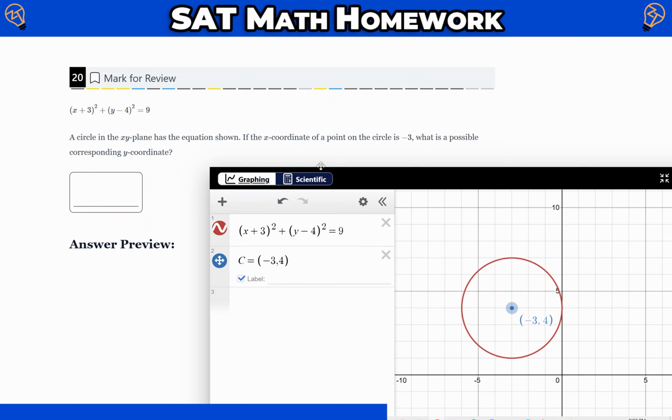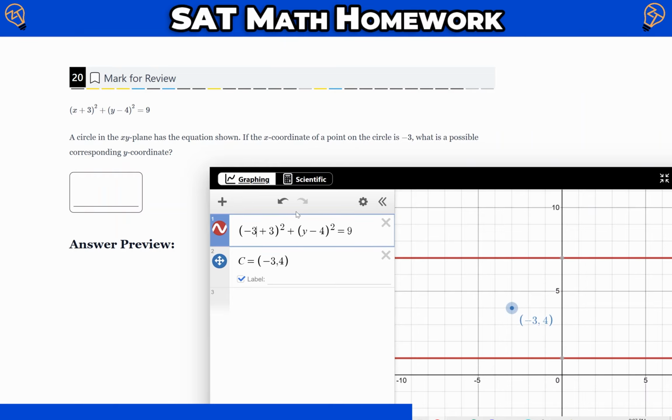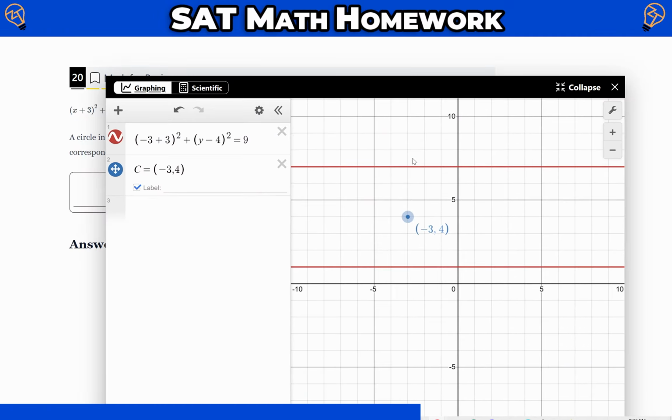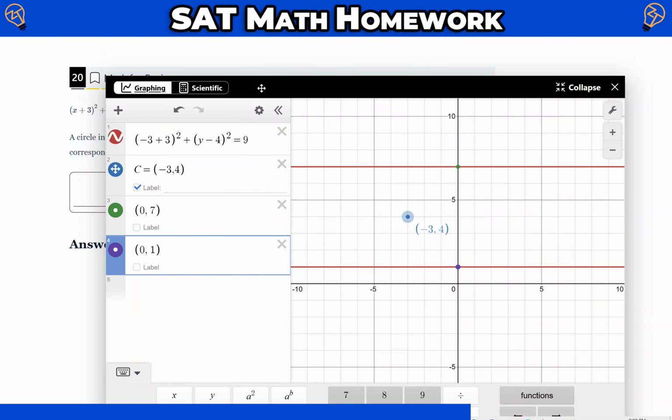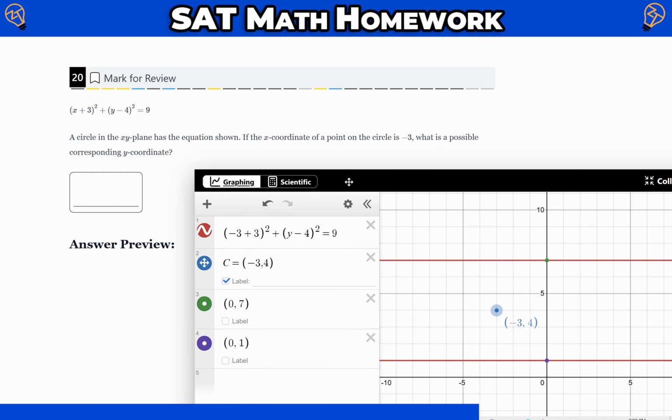Now they're saying if the x coordinate is negative 3, I'm just going to replace this x with negative 3, and my goal is to find y, right? Well, look at that. I have it now. I can click on this line and notice the y coordinate everywhere along here is 7. Everywhere along here, the y coordinate is 1. So 7 and 1 are actually both correct answers. This is one of those where you could have multiple correct answers or multiple options for your answer. So whether you put 1 or 7, you get it right.